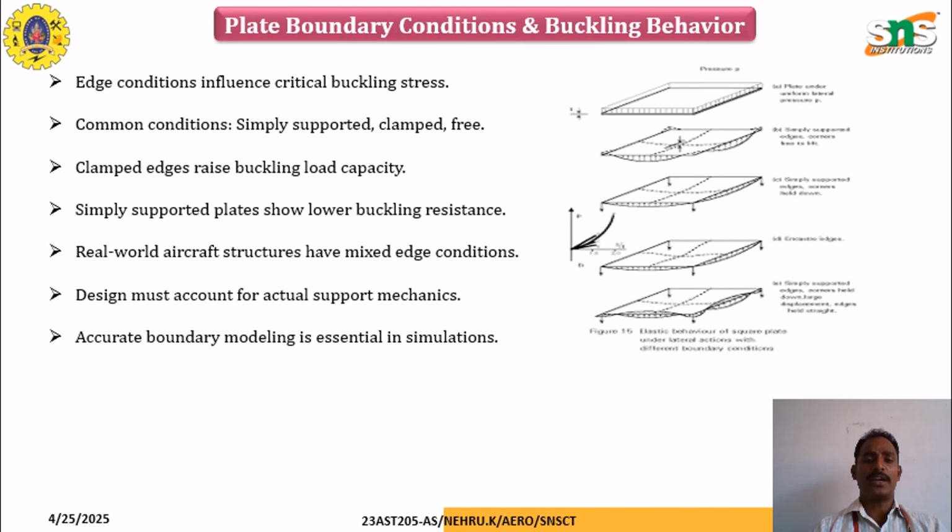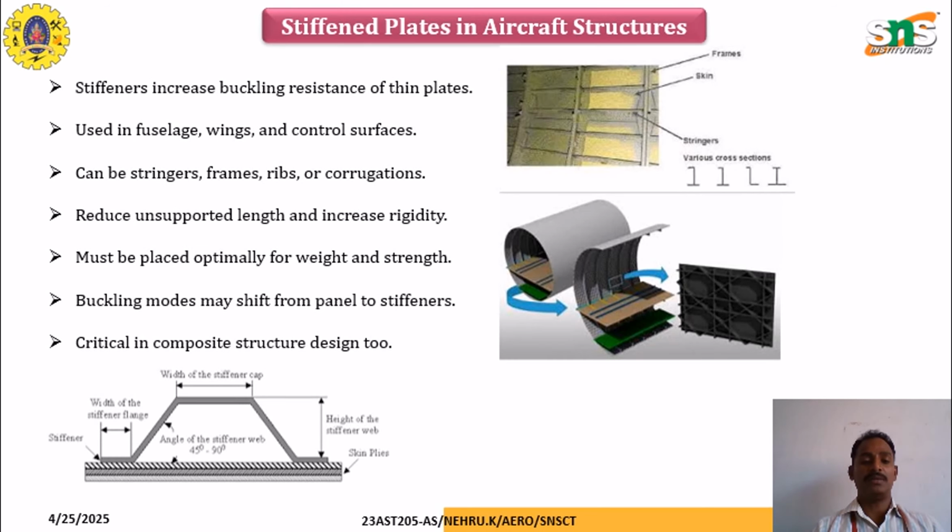Now coming to plate boundary conditions and buckling behavior, different edge conditions influence the critical buckling stresses, like four supporting edges fixed, or two supported edges fixed, such as simply supported, clamped, and free supports. Clamping raises the buckling load capacity. A simply supported plate shows lower buckling resistance. In the real world, aircraft structures have mixed edge conditions, so the design must account for the actual support mechanism to increase life and avoid buckling behavior.